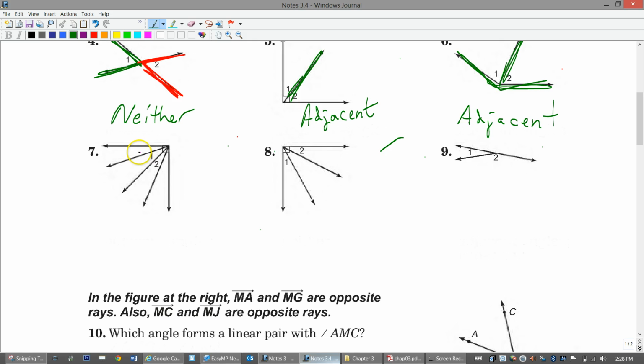Number 7, angles 1 and 2. Adjacent? Linear pair? No, so we just call them adjacent. Number 8, adjacent? No, these are neither.